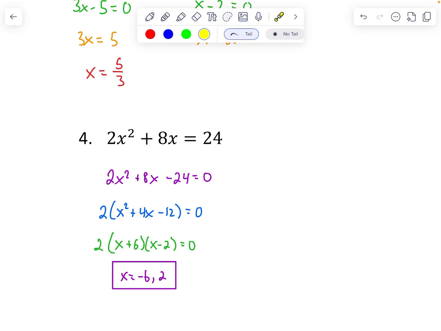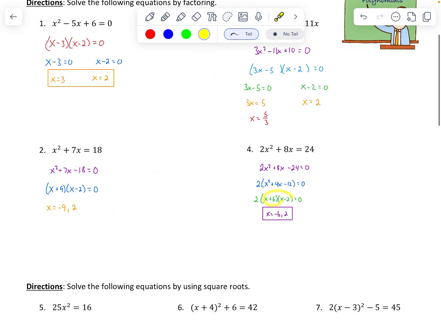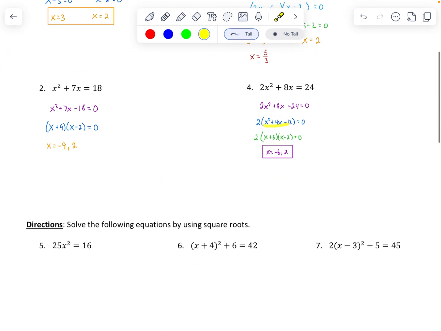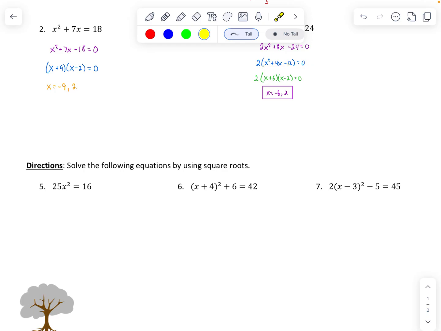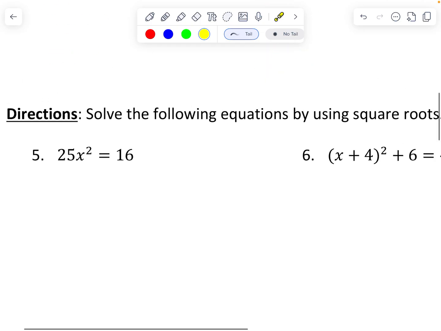So that doesn't always happen, but when you have a number that they can all be divided by, you can go ahead and divide it and make the numbers smaller, like we did here. All right, now we're going to solve by square rooting both sides. So this is where you get the thing being squared by itself, and then you square root both sides.